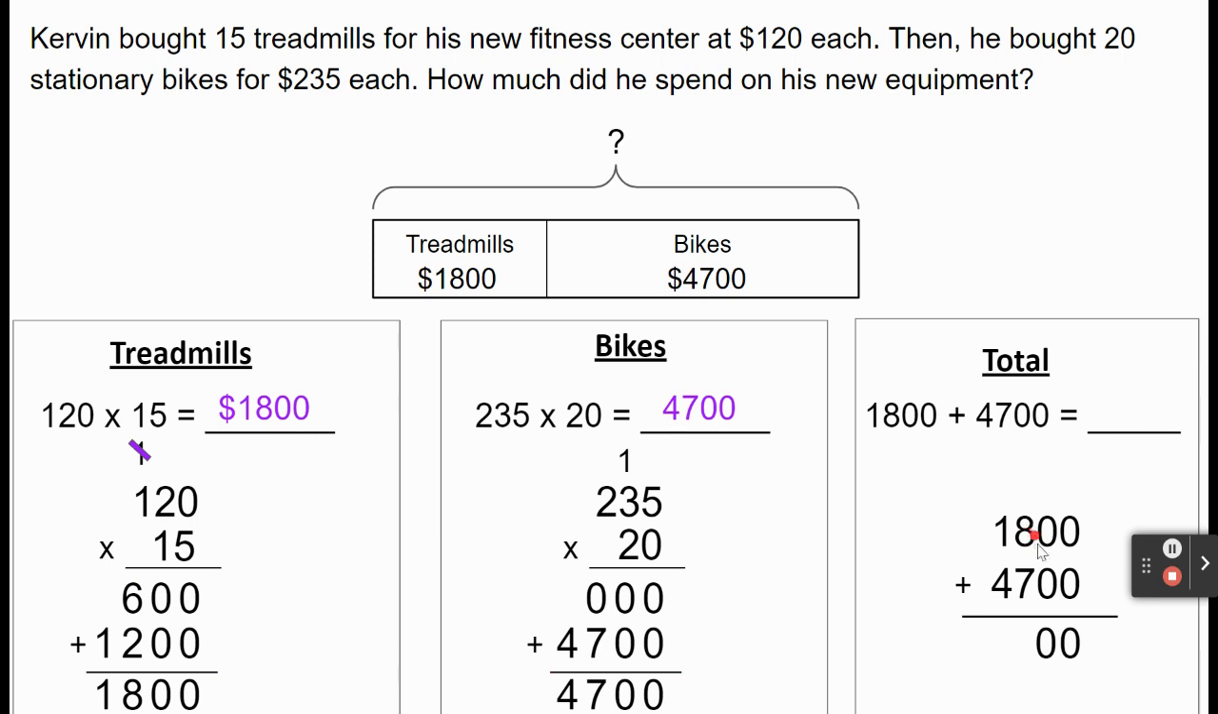In the hundreds place, 8 plus 7 is 15. So place the 5 in the hundreds place, regroup the 1 to the thousands place. And in the thousands place, 1 plus 1 is 2, plus 4 is 6. So Kervin spent $6,500 on all the new equipment.